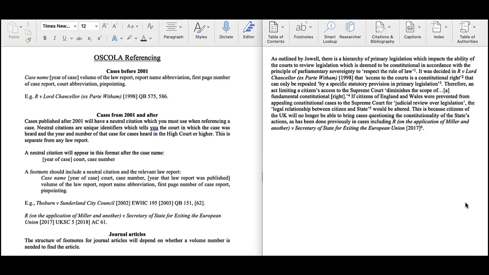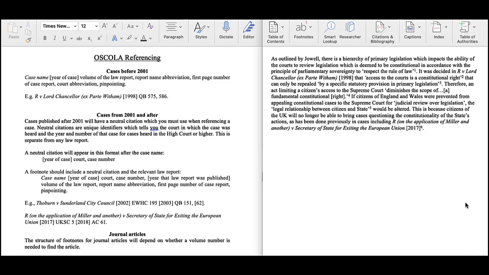Furthermore, by using neutral citations, you maintain consistency in your referencing of cases. Since neutral citations remain the same across different law reports, you don't need to worry about variations in citation formats when referring to the same case from different sources. This consistency enhances the clarity and reliability of your references.